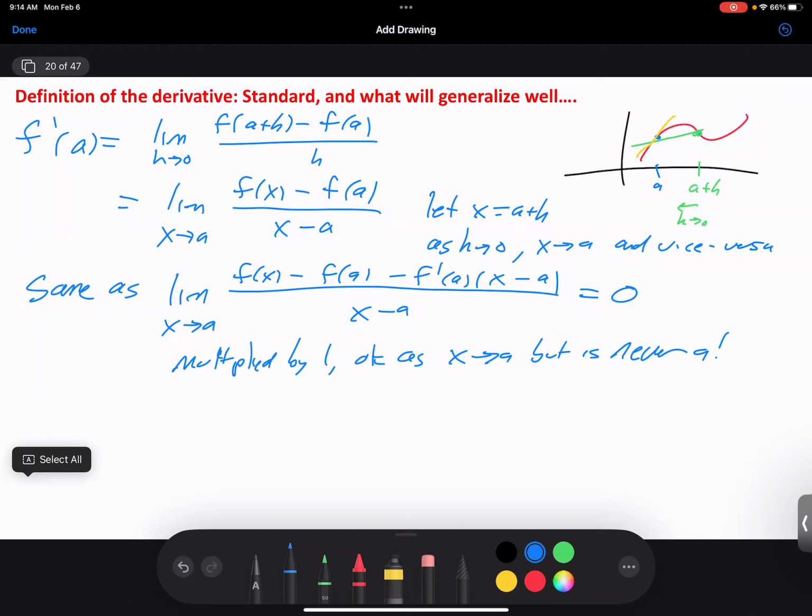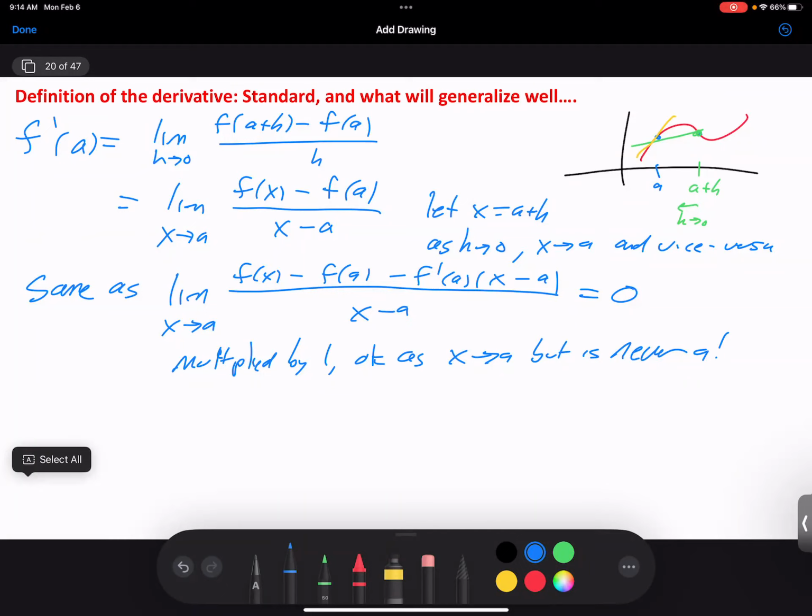So the other thing is, instead of multiplying by 1, what's the other way to do nothing in mathematics? What else could you do? Add 0. So those are the two ways to do nothing. And so really, these two expressions are the same. The last one is the one that's going to generalize to multivariable calculus.